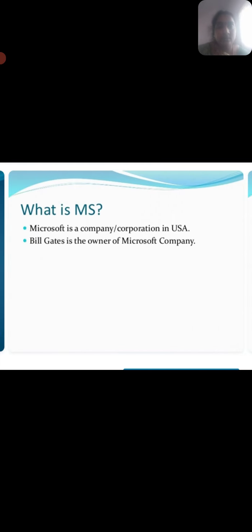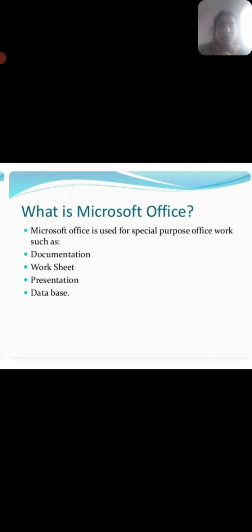Now we have to take up a topic, Microsoft Office. What is MS? Microsoft is a company or corporation in the USA. Bill Gates is the owner of the Microsoft company. What is Microsoft Office? It is used for special-purpose office work such as documentation, worksheets, presentations and databases.